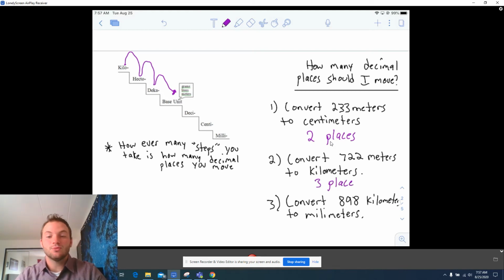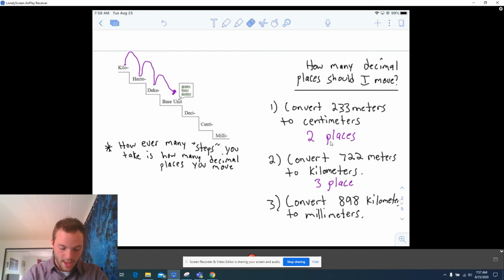And you could see once we mix how many decimal places with which way they go, that's going to be how you do your conversions. Number 3, we're going 898 kilometers. And remember, this could be kilograms to milligrams, but we're using meters here.